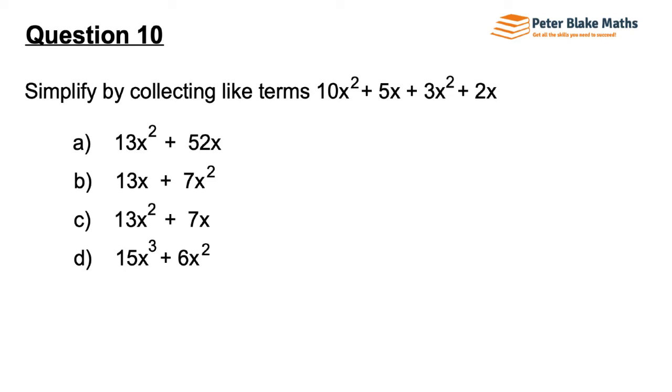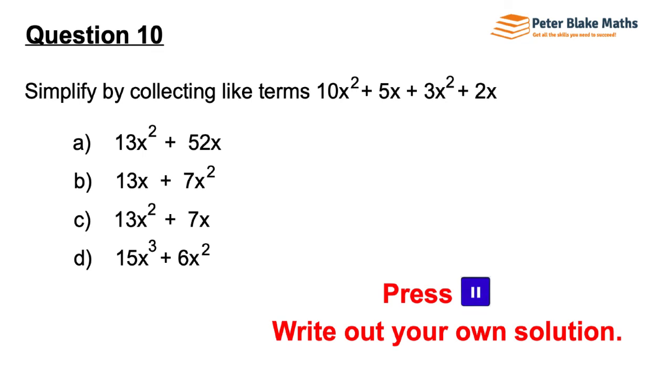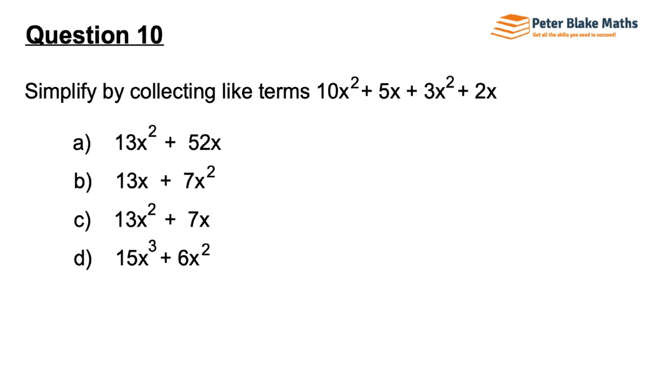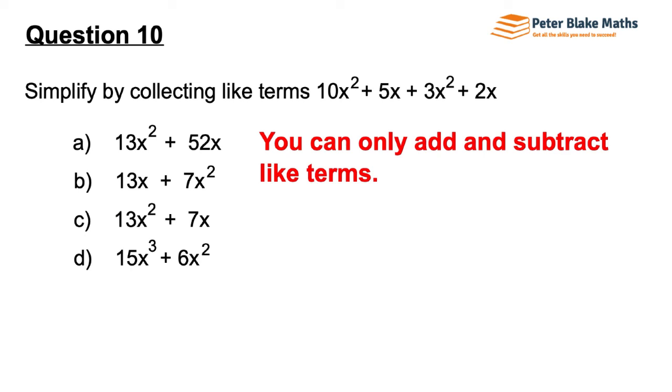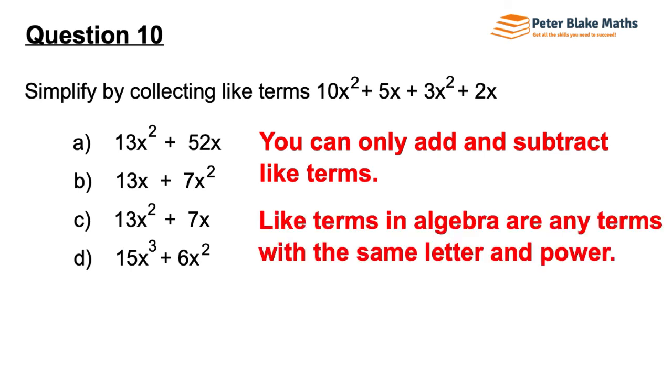Question 10. Simplify by collecting like terms 10x squared plus 5x plus 3x squared plus 2x. Now you can only add and subtract like terms, and like terms in algebra are any terms with the same letter and power. Now they've all got the same letter, these four terms, but not the same power necessarily. You've got a 10x squared and a 3x squared that we can consider to be like terms, so we'll be able to merge those two together.